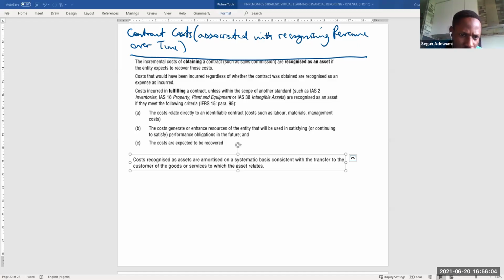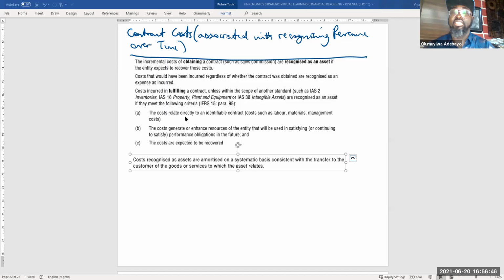A, the costs relate directly to an identifiable contract, costs such as labor, material, management costs. B, the costs generate or enhance resources of the entity that will be used in satisfying or continuing to satisfy performance obligations in the future. And C, the costs are expected to be recovered. Costs recognized as assets are amortized on a systematic basis consistent with the transfer to the customer of the goods or services to which the asset relates.